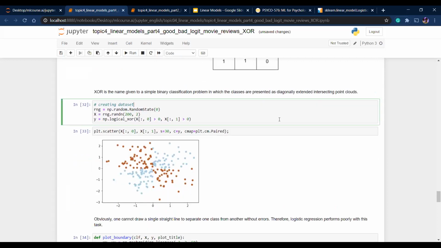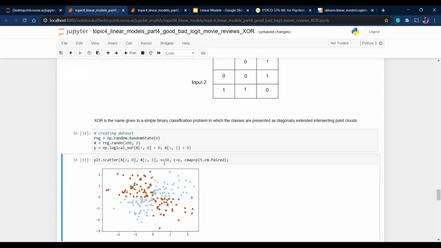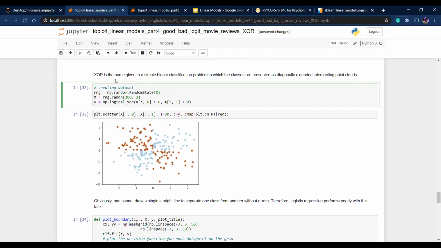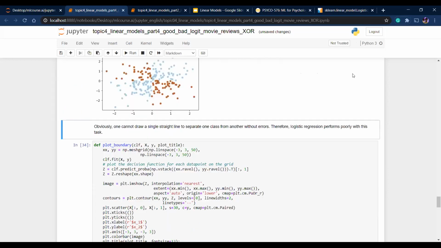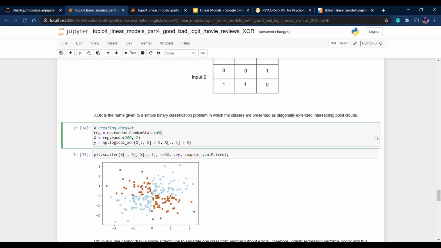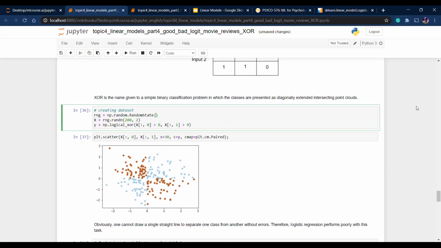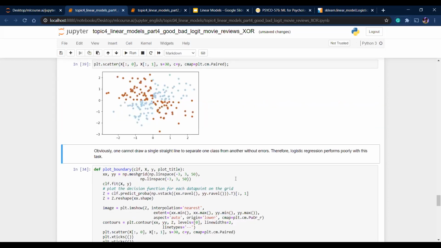So first what we do is we create a data set of XOR values, 200 samples and 2 columns, column 1, column 2, and we scatter them. If I change the random state, what happens? I think I got a different plot. Yep, I am getting a different plot if I change the random state. So set it back to 0. So I get this.